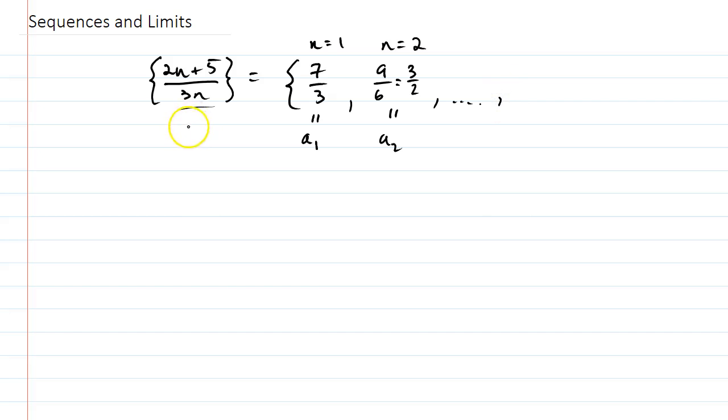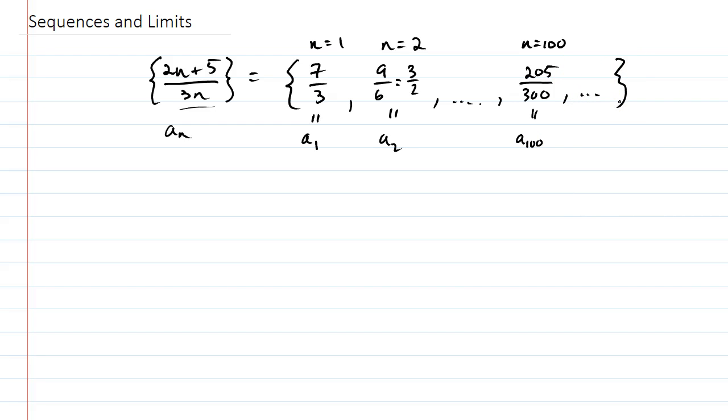But the power of this right here, this is called the general term, because if I wanted to find the 100th term, I can just jump right to it. I plug 100 in, I get 205 on top, all over 300, and that could be reduced, but the point is that I know automatically the 100th term.